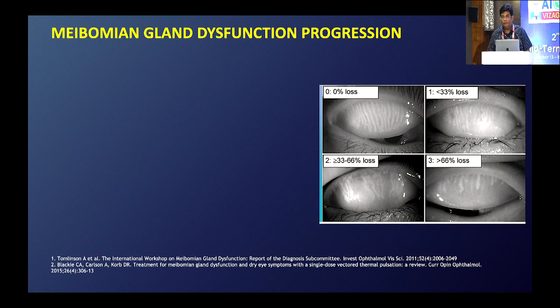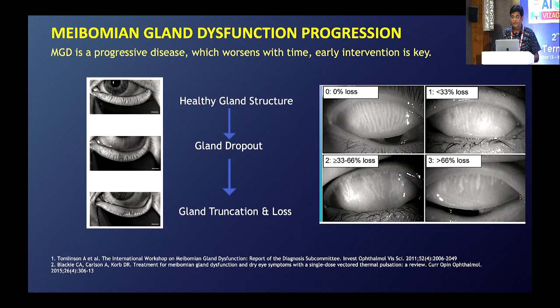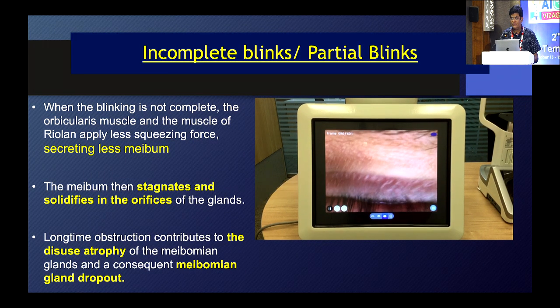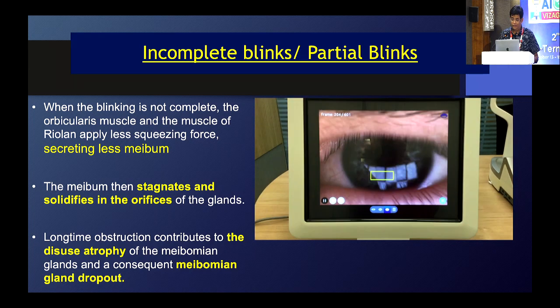We do believe that if we can interrupt this cycle, maybe we can benefit the patients in a better way. Why is it important to intervene at the right stage? Once we have a healthy gland structure, we go to gland dropouts, and then there's complete gland truncation and loss. At that stage, LipiView doesn't really work well. So it's important to intervene at an early time.